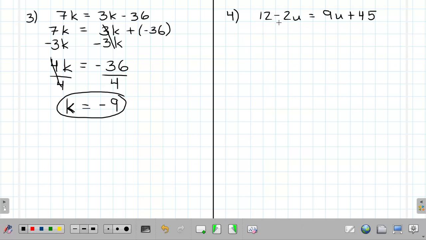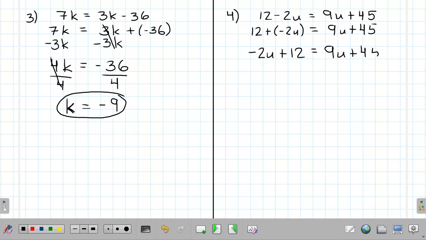Number 4, very similar. Okay. Once again, I'm going to rewrite it as a sum so I can move my terms around if I need to. And I'm actually going to want to this time because when you're starting off, you have 12 minus 2u. Well, some of you have gotten good enough to where you could just see, well, if I want to flip that around, it's going to be negative 2u plus 12. Well, how we can clearly see that is write it as a sum, and then I'm going to change these two around. So I can write this as negative 2u plus 12 is equal to 9u plus 45.